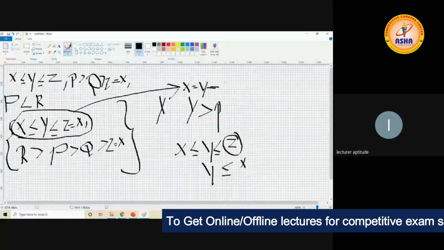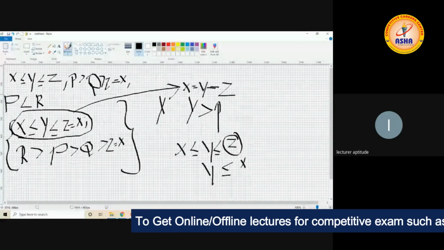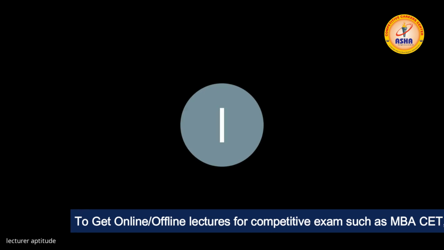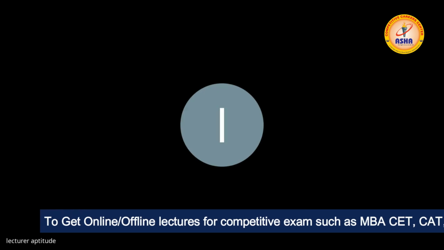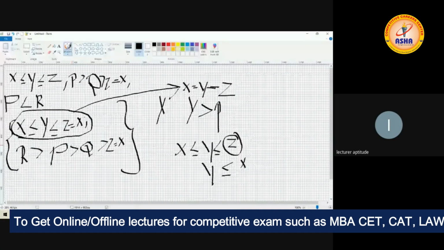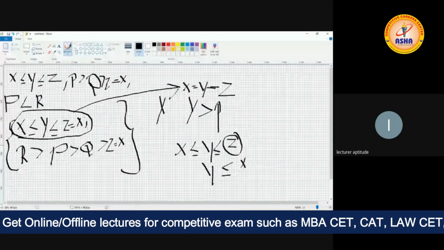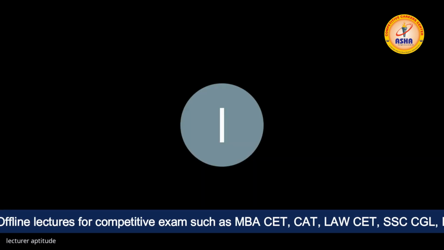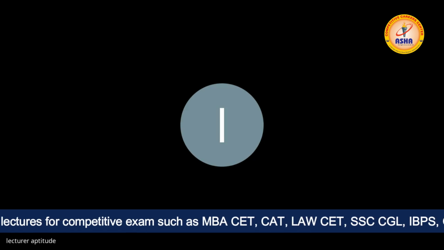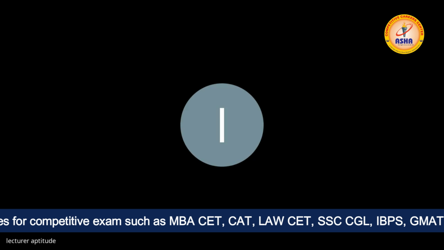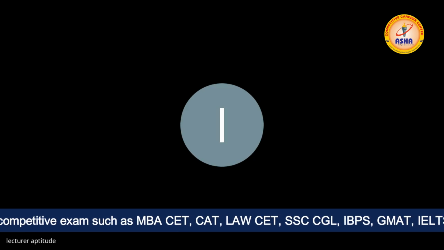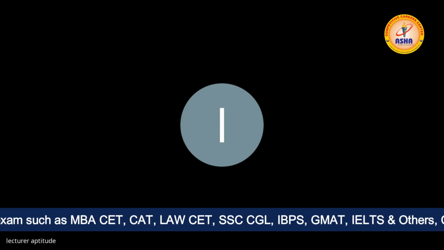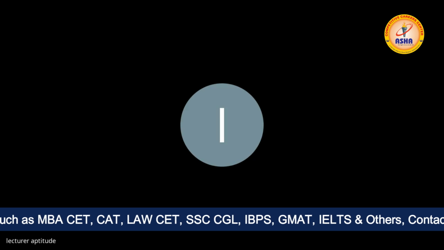So you got that X is equal to Y is equal to Z. So we have to check what is the relation between Y and P. In the conclusion it is given that we have to check whether Y is greater than P or not. So from the first statement we got that X is equal to Y is equal to Z. Just replace that in the second statement.